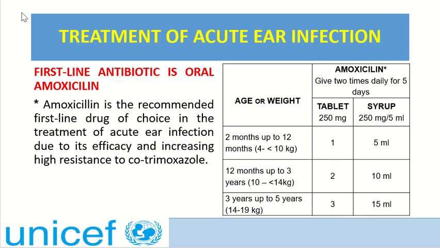There are three categories of doses. We have 5 ml, 10 ml, and 15 ml of amoxicillin syrup in the concentration of 250 mg per 5 ml, and these categories are classified according to age group: between 2 months and 1 year, from 1 year to 3 years, and 3 to 5 years. From 2 months to 1 year, we give 5 ml of syrup. Between 12 months and 3 years, we give 10 ml. Between 3 years and 5 years, we give 15 ml. The treatment is twice daily.